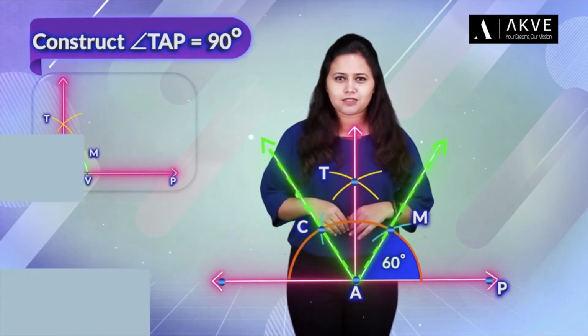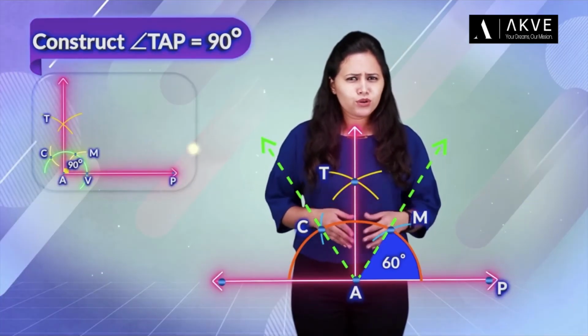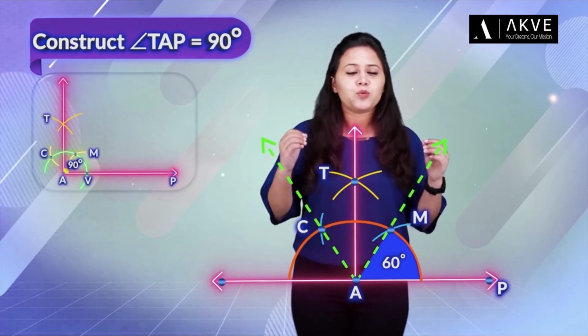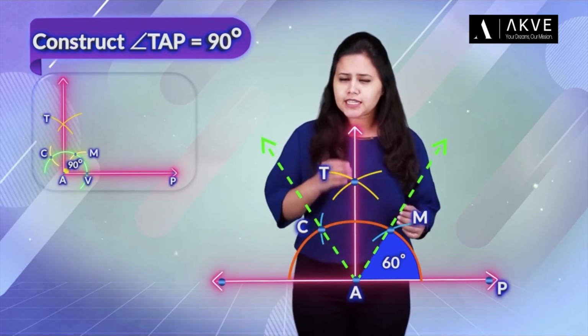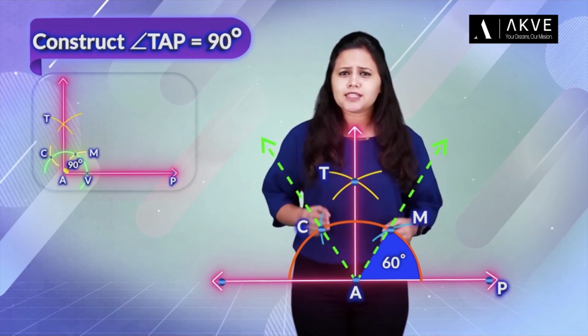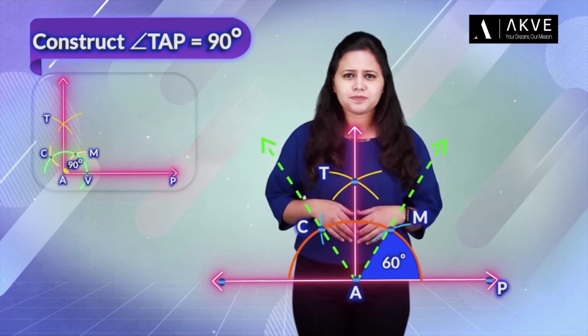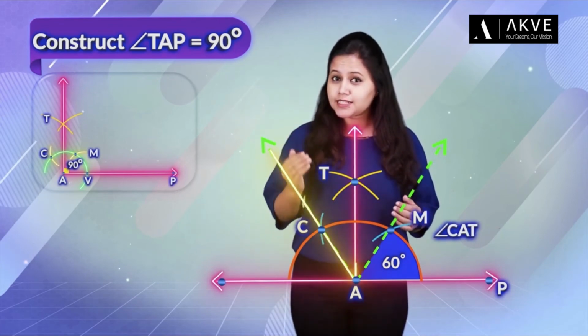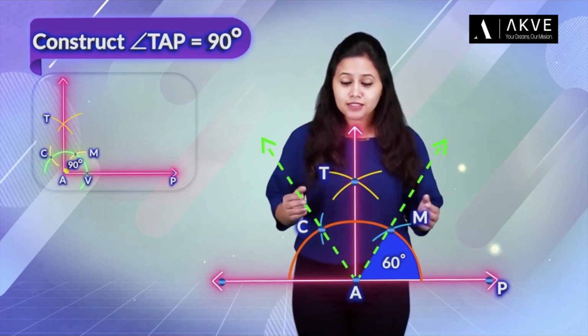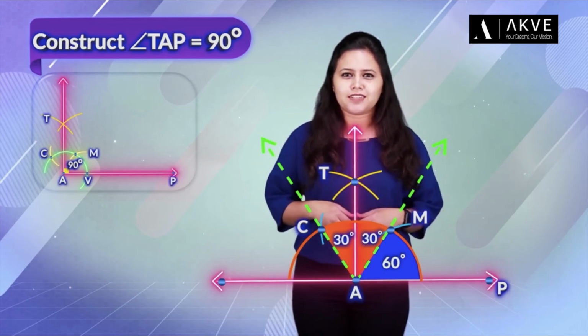Let's put this aside. Now, do you remember how we got point T? Well, we have drawn AT as the bisector of angle CAM. This is how we bisect an angle, right? This means angle CAT is equal to angle MAT. That is, both are of 30 degrees.